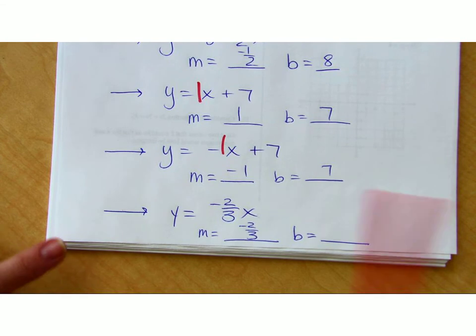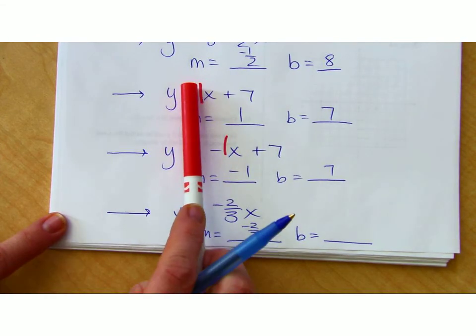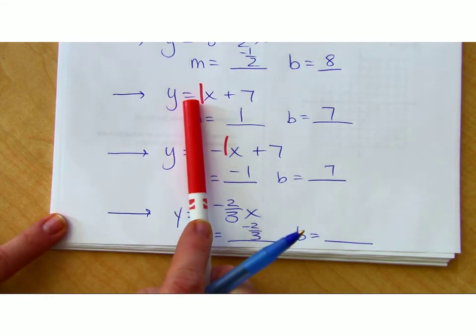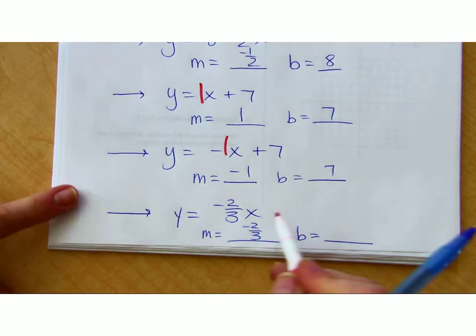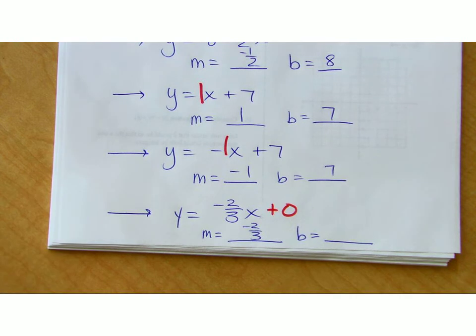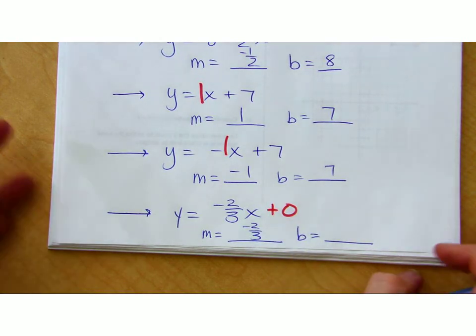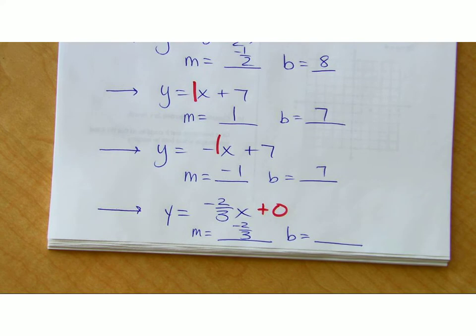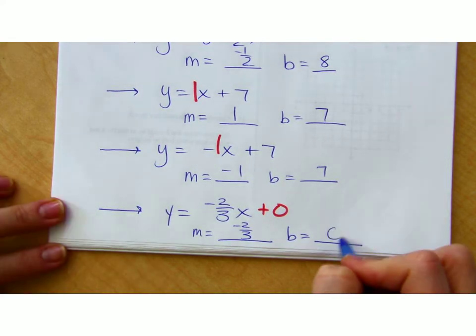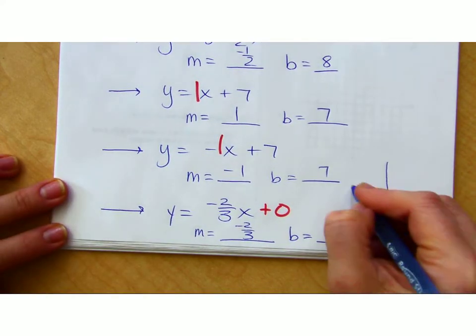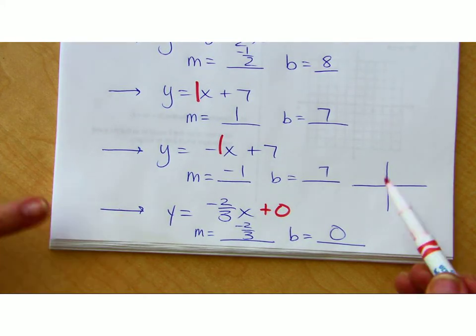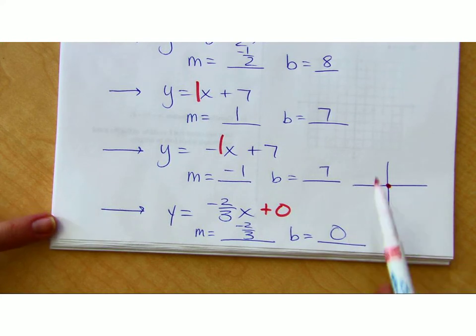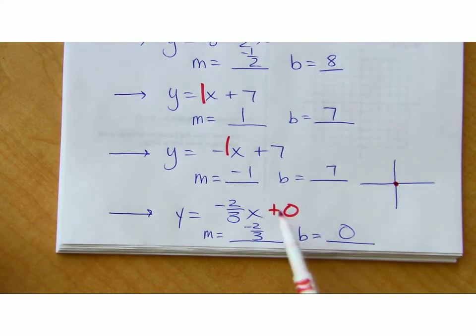When I didn't see anything in front of the x, the coefficient was an assumed 1. You don't assume 1 here, right? You assume what? 0. If you have to physically write in a plus 0 because there is no plus or minus number at the end for you to know that it's 0, then do that. What does that mean my beginning value is then? The origin, correct? You're going to begin right here every single time that the y-intercept is 0, okay?